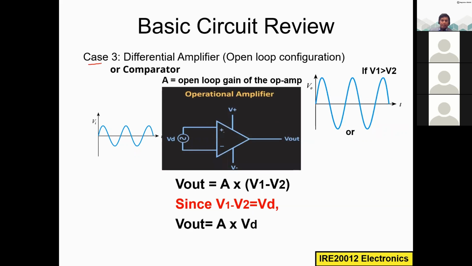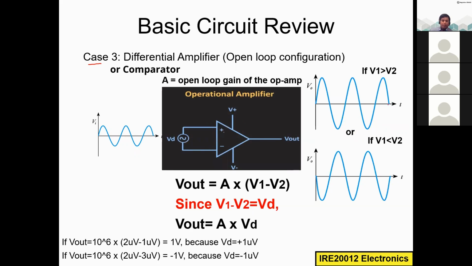And case 3 is the differential amplifier. Here we are not grounding either of the terminals or both terminals. We are applying input to both positive and negative. So whichever voltage is higher, we get the output accordingly. For example, here you can see this is the formula, V1 minus V2. Here V1 is 2 microvolt and V2 is 1 microvolt. V1 is applied here and V2 is applied here. So the difference is positive, and we are getting the output without any phase difference.